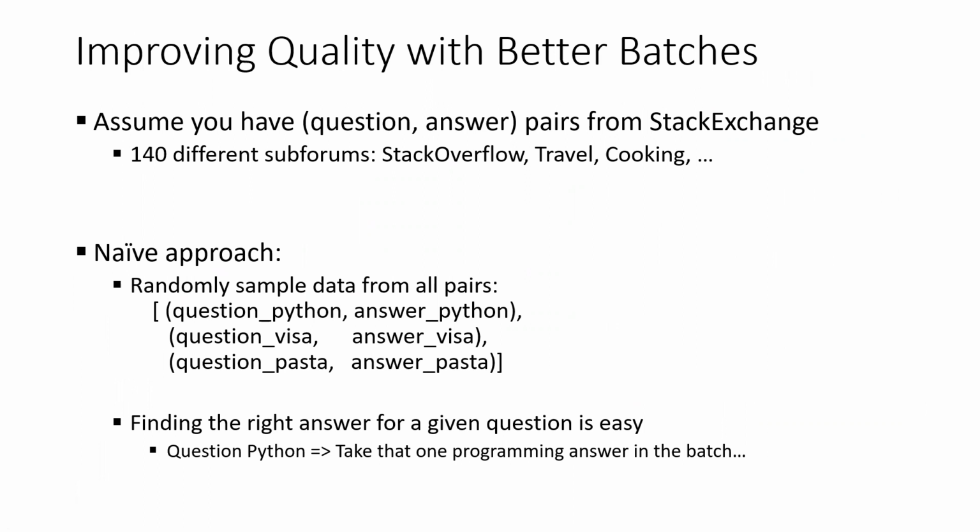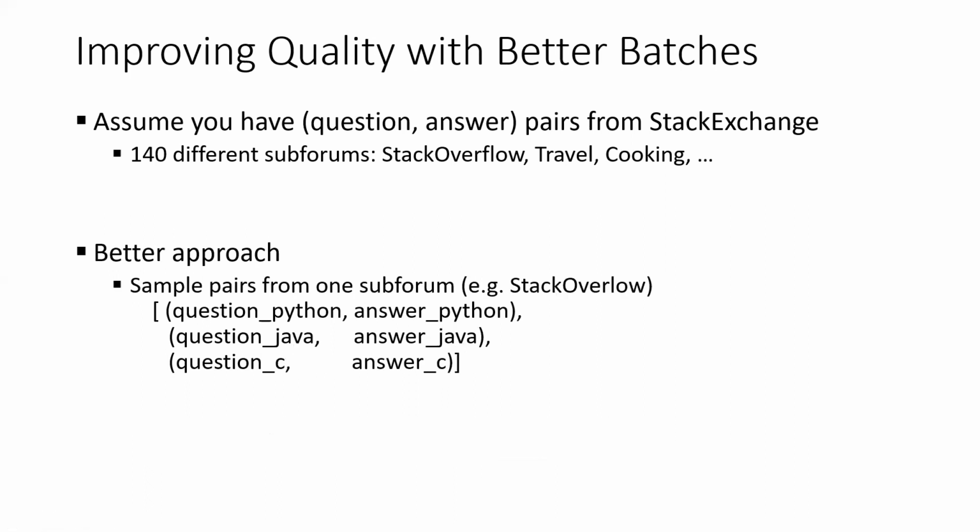So as mentioned the last time, having good batches is quite important for the performance. For example, we have questions from 140 different Stack Exchanges: Stack Overflow, Traveling, Cooking, and so on. When you naively randomly sample data from them, it could be that in a batch you have a question about Python, a question about some visa traveling, and a question on how to cook pasta. And here the batch is quite easy because when you search for the correct answer for Python, you take the one programming answer in the batch.